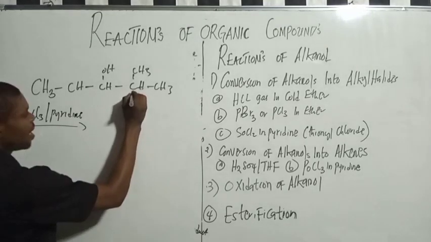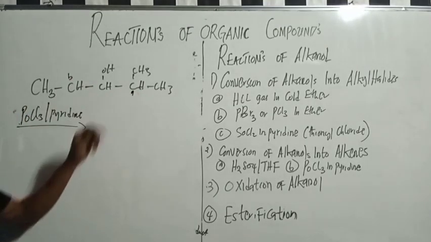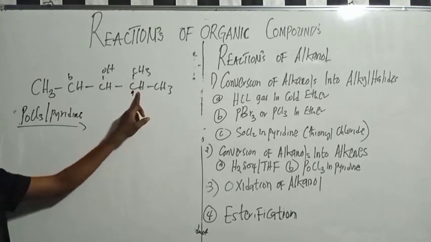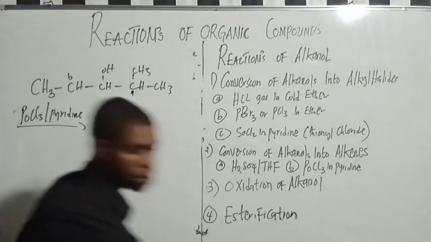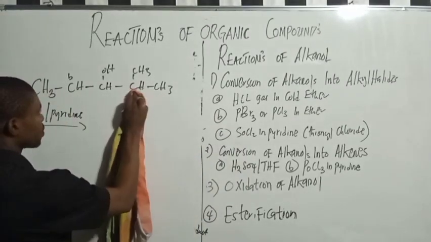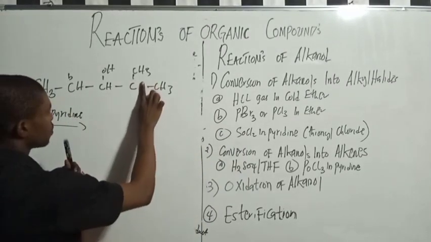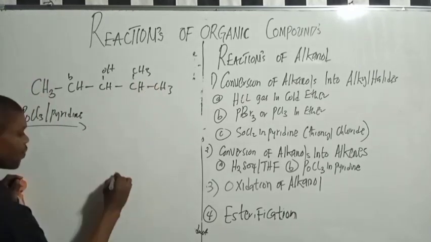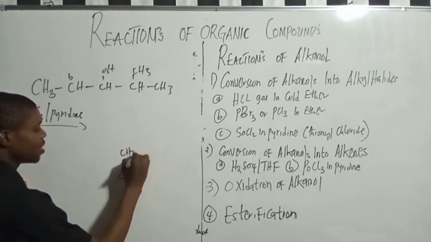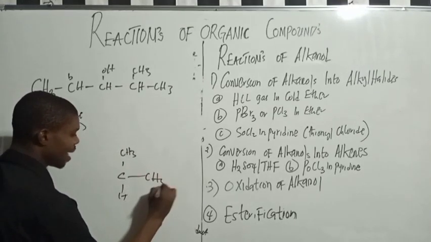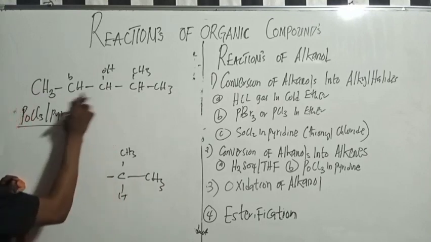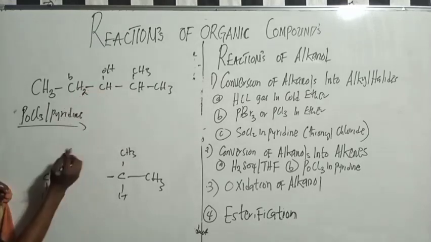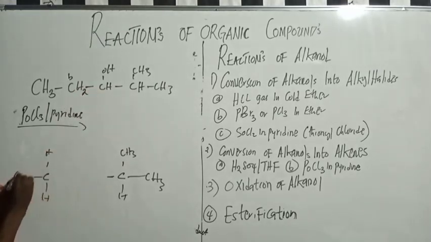Now, here we have A and here we have B. These are the two carbon atoms here, right? But if you check very well, this one is just a secondary carbon, because here we have CH3 and CH3 directly attached to this carbon. If you look at this carbon atom here, we have hydrogen, and here we have CH3.